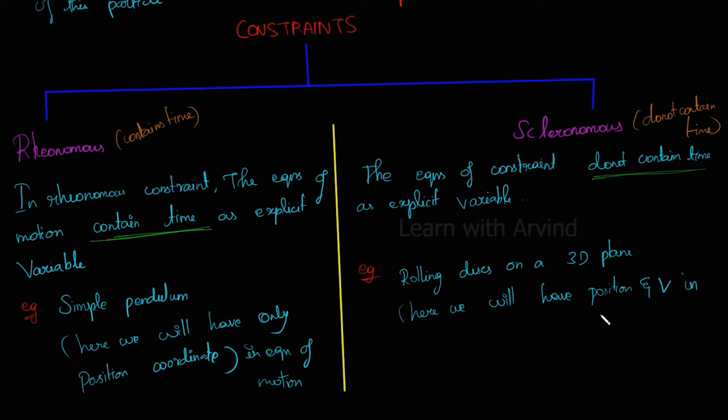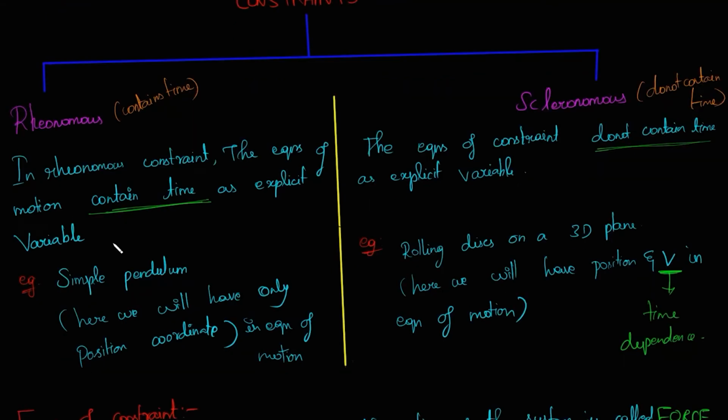This is what we mean by Rheonomous. This is a Rheonomous constraint since it contains time. Velocity is a time derivative of position coordinate.